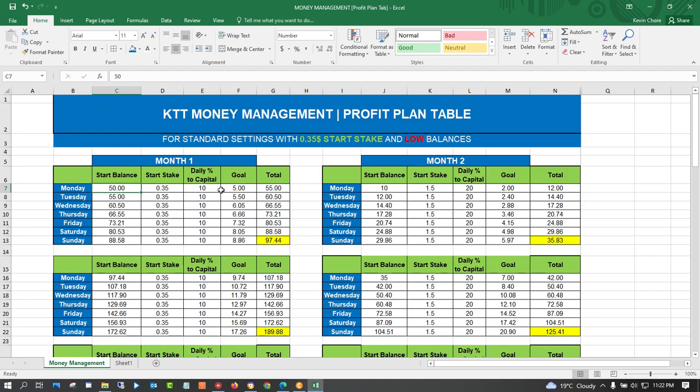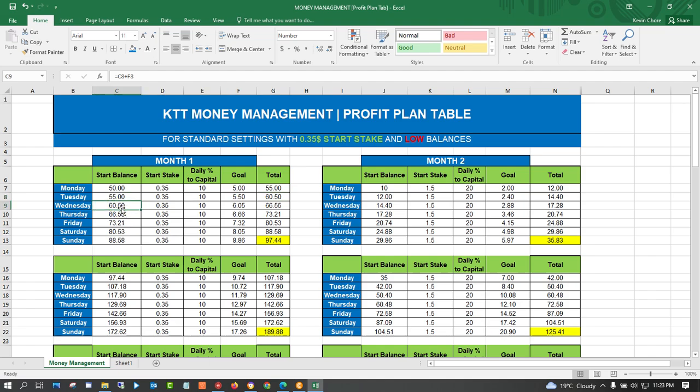Then we target 10% of it, which is $55, a total of $55. And then our opening balance became this one here. Our stake still remains the same. We target 10% of this. This is our goal, and that's the total of the goal and the initial balance. And this is now the closing balance.